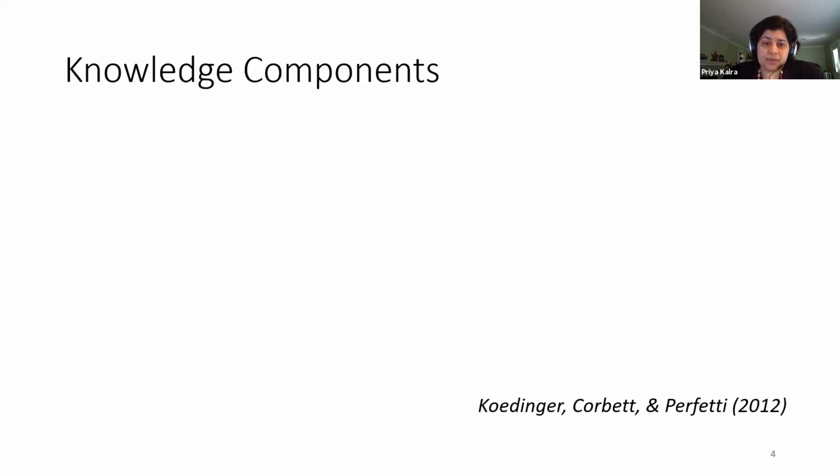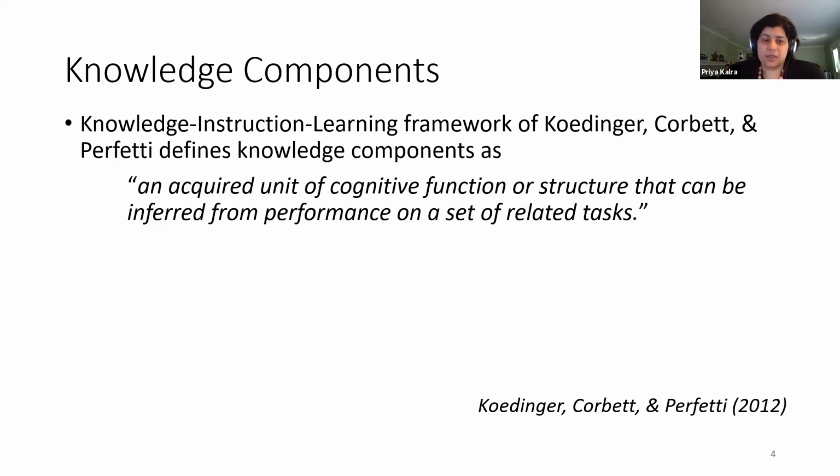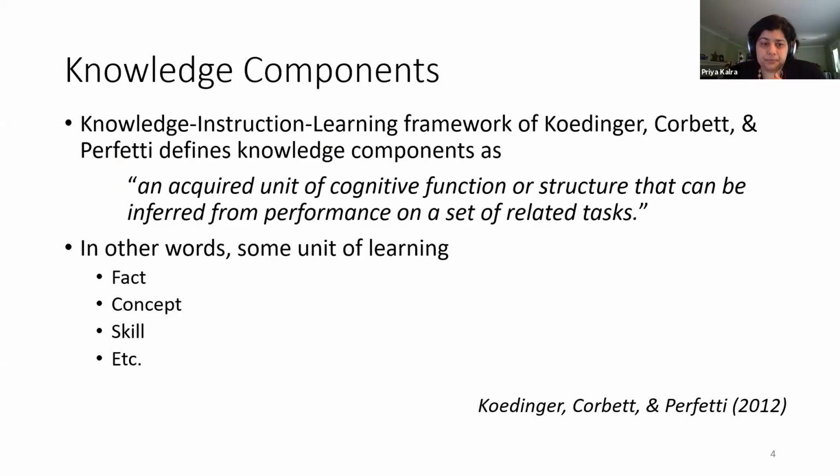So this term knowledge components comes from the Knowledge Learning Instruction KLI framework of Koedinger, Corbett, and Perfetti. And they define a knowledge component as an acquired unit of cognitive function or structure that can be inferred from performance on a set of related tasks. In other words, it's something that we want people to learn if we're educators, some unit of the curriculum. It could be a fact, it could be a concept, it could be a skill, and so forth.